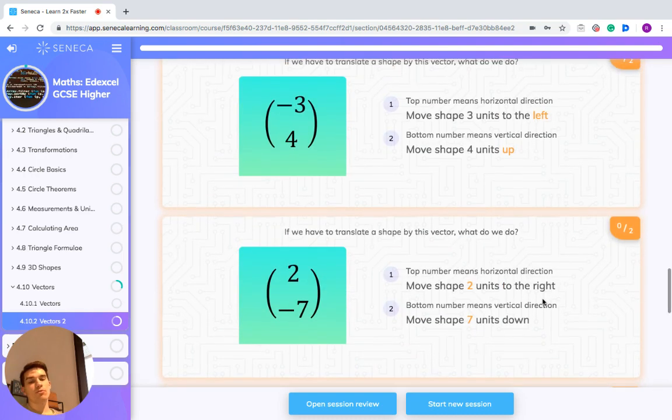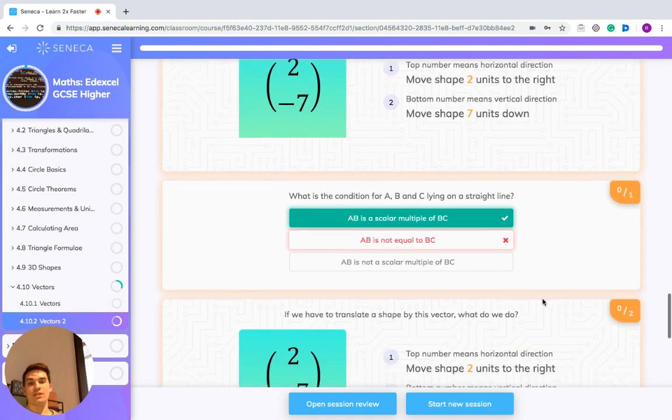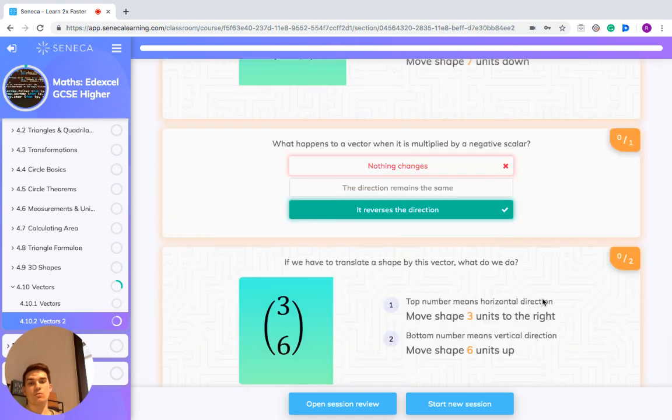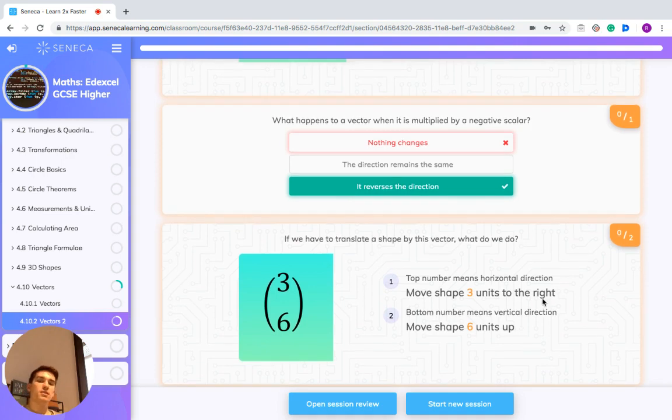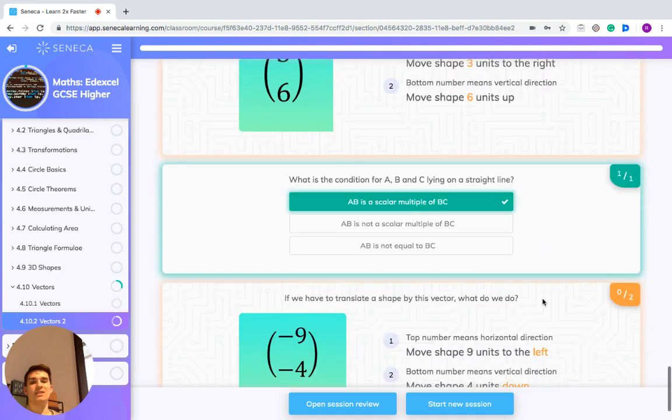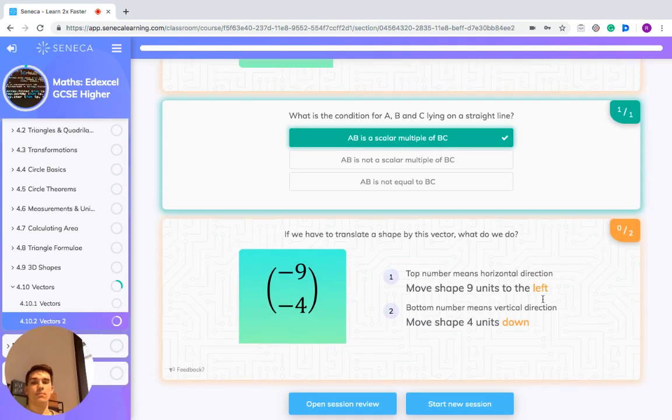Another example for you, if we've got the vector 2, minus 7, 2 on the top, minus 7 on the bottom, then we're going to move 2 to the right and 7 down: 7 down because of minus 7, 2 to the right, positive 2. Another example, we've got 3, 6, 3 on the top, 6 on the bottom, that moves 3 to the right and 6 units up.